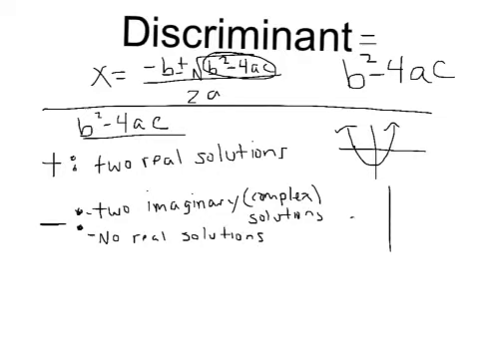And graphically, because there are no real solutions, that means it never crosses the x-axis. It's going to be a parabola that's either above or entirely below the x-axis. So it could be facing down and be below, but it never crosses that x-axis.